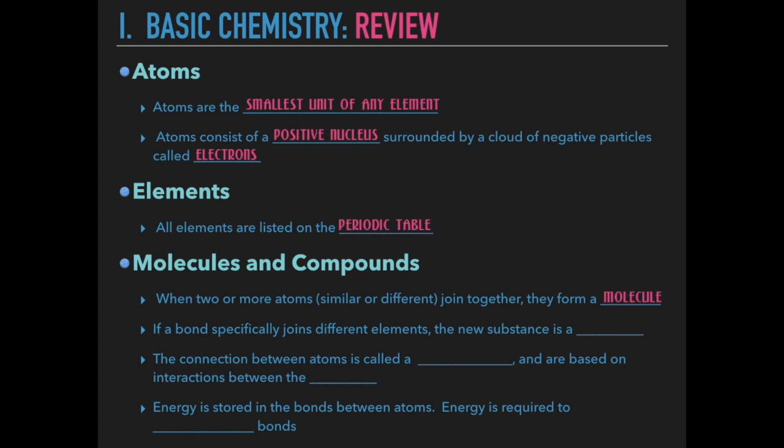If a bond is specifically joining different elements, the connection between the atoms is called a bond, specifically chemical bonds, and they are based on the interaction, as we said, when those electrons collide and hit in the outer level. They may be stolen or they may be shared, and we'll talk about that. And so basically there's a large amount of energy given off to either make or break a bond.